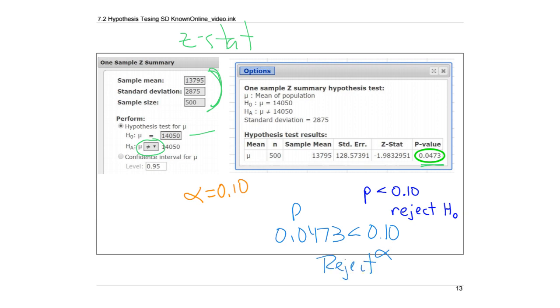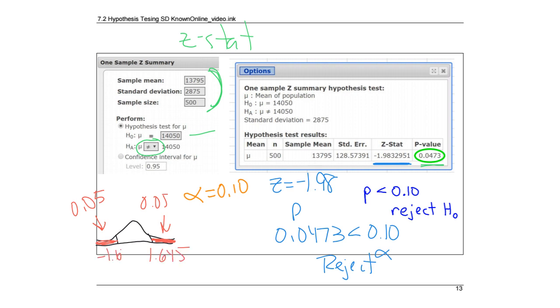But this problem wants me to look at the t-stat, or excuse me, the z-stat. And so my z is going to be negative 1.98. So I have to look at my rejection region. I have two of them, and that's because it's a two-tailed test. And so I have 5% in each end. And if I put that in my normal calculator, I would get 1.645 on this side and negative 1.645 on this side. So these are my rejection regions.